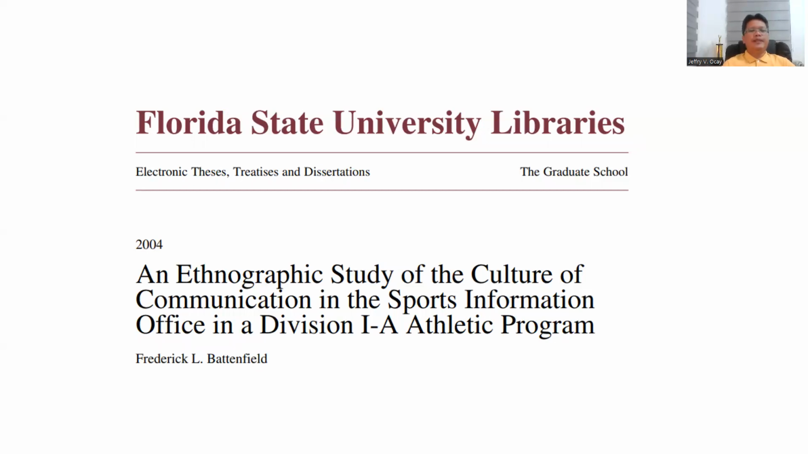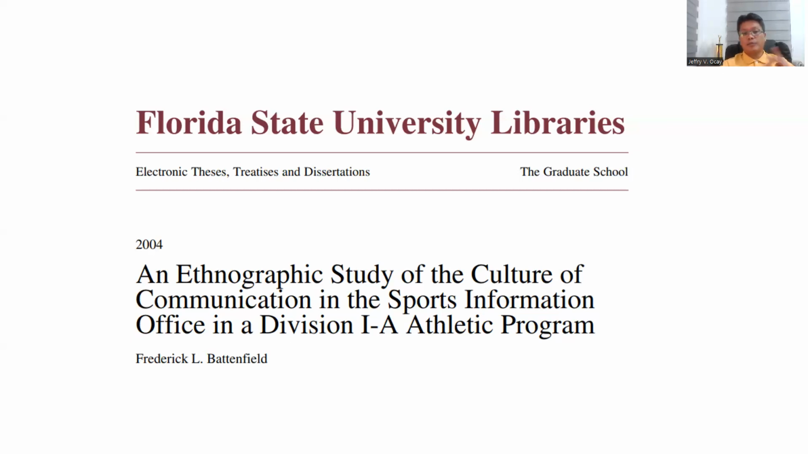And then we have this title: an ethnographic study of the culture of communication in the Sports Information Office in a Division 1A Athletic Program. So again, all the 4 points are mentioned here. The problem being addressed in the study, of course, is the culture of communication in the sports information office in the Division 1A athletic program. And then it gives us a hint of the result of the study, of course.